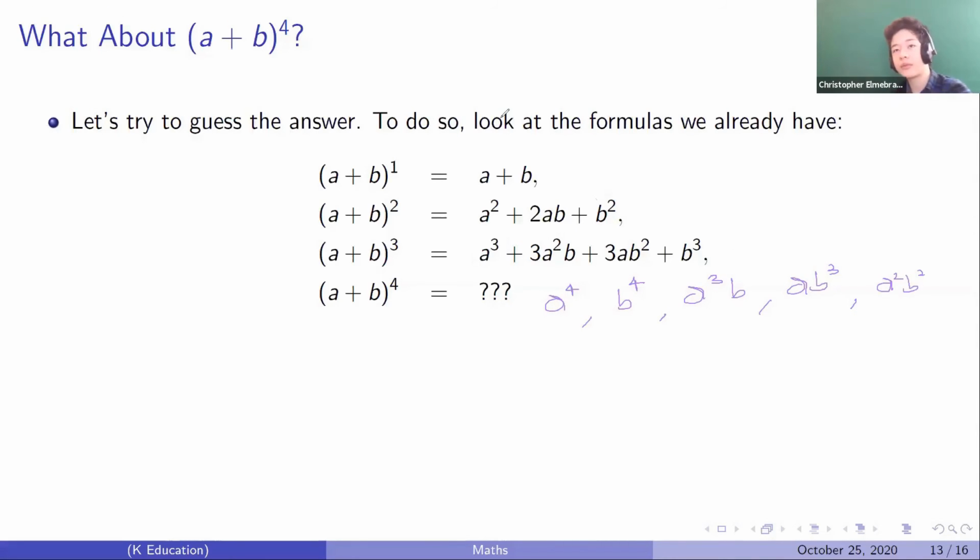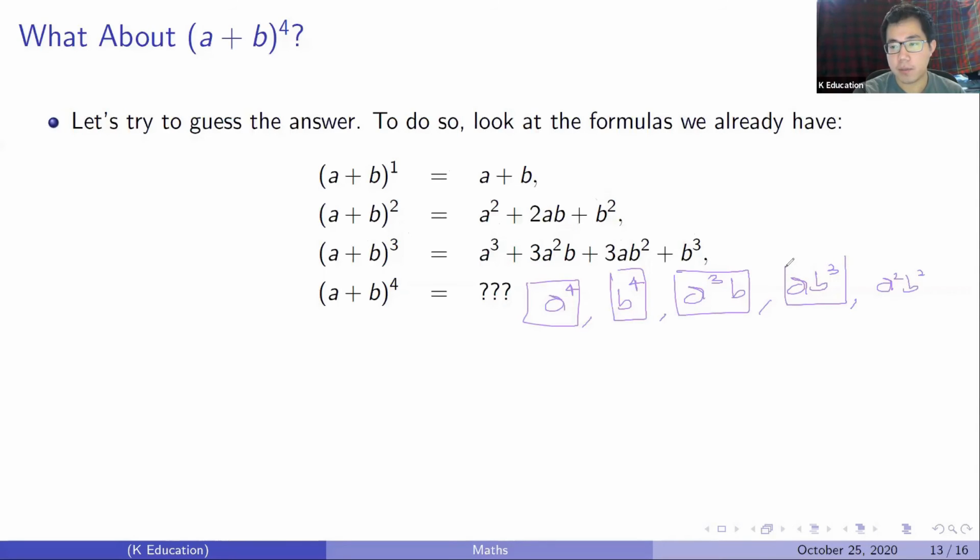So the thought process behind this is that whatever the power is, that's how many of those terms you are multiplying. Okay, when you have a cubed, you're multiplying 3 of either a or b. So you have a cubed, you have 2a and 1b, you have 1a and 2b, and 3 b's. So for power of 4, we expect 4 a's, 4 b's, or 3a and 1b, 1a and 3b because it's symmetric, and 2a and 2b. Right, those are the terms we expect.